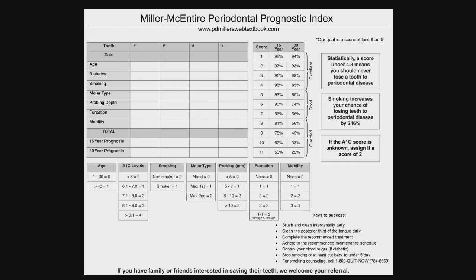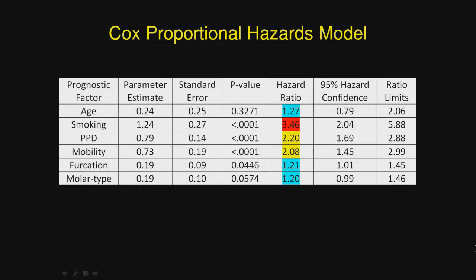Now here's the score sheet. And this score sheet can be found and downloaded and printed if you would like. And it's found in the resource section of the web textbook. It's in there in Japanese. It will be put in there in French, Spanish, Italian, Portuguese perhaps, as well as English. And in the lower right, we have the keys to success to constantly remind the patient what they need to do and what is their responsibility if we want to have this level of success.